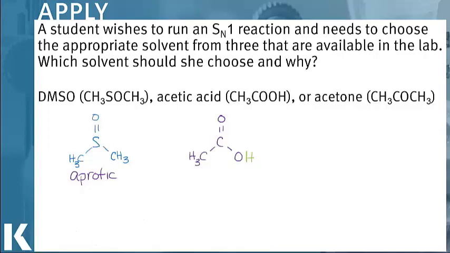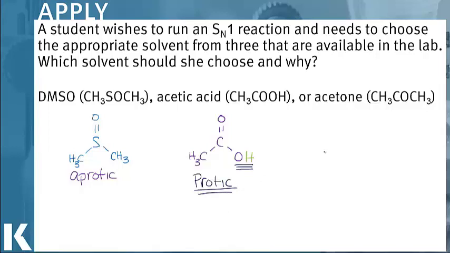Next, we look at acetic acid. When we draw acetic acid out, what we see is that there is indeed a hydrogen attached to an oxygen right here. That makes this solvent a protic solvent, and because it's a protic solvent, this is a great solvent for an SN1 reaction.